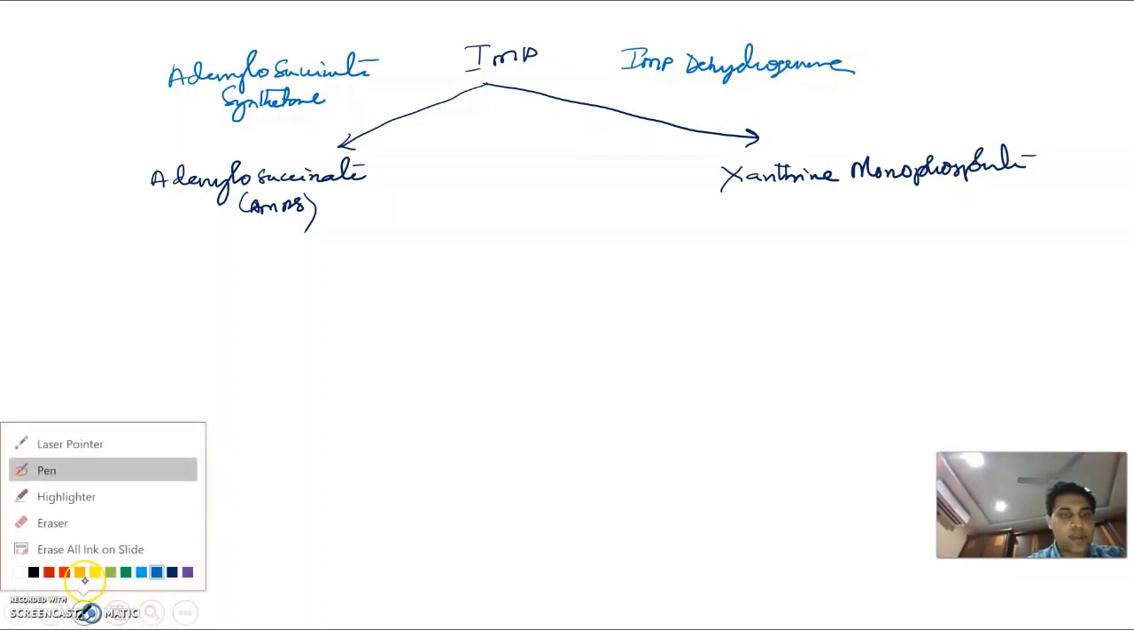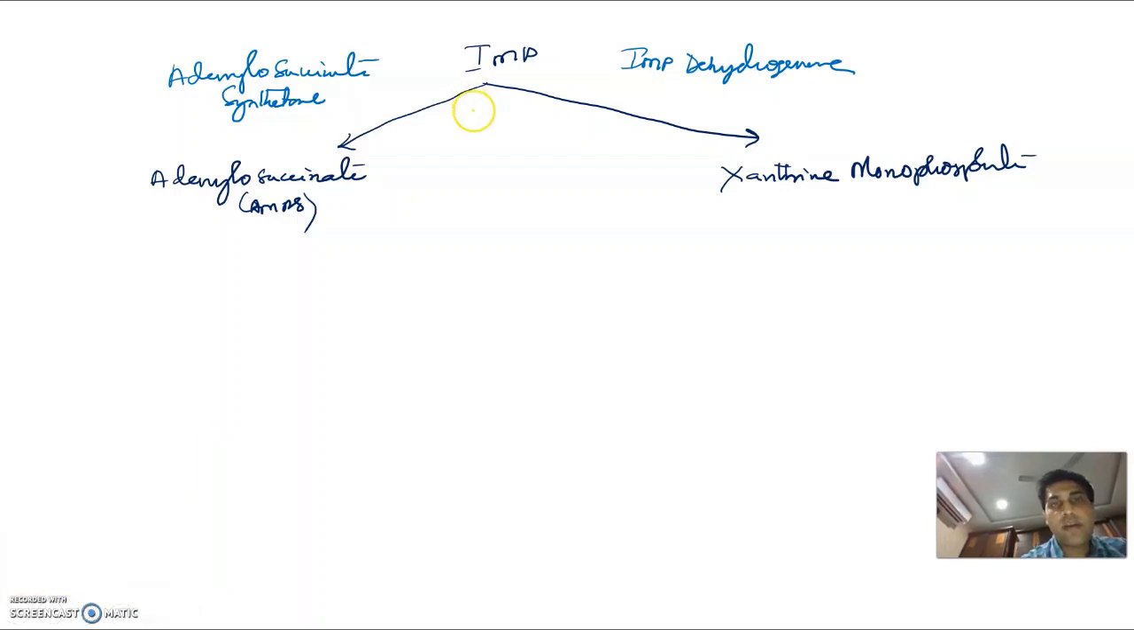Now, talking about energetics, adenylosuccinate synthetase requires a GTP, which gets converted to GDP plus Pi. And the amino group that comes on IMP is from aspartate. I hope you remember my part 1 class of nucleotide chemistry, wherein we have seen what is IMP, what is adenine, what is guanine, structure of IMP and all that.